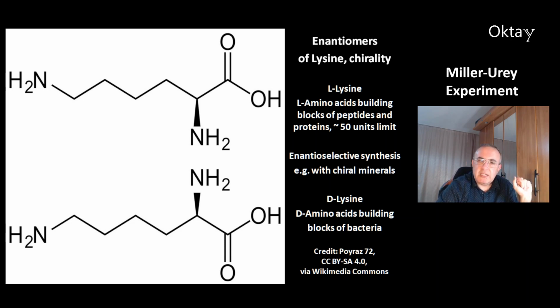There's another way to make an enantioselective synthesis, and that's by using a chiral mineral. And you get only one of these two compounds. At the bottom, that's D-lysine. The amino acids are also very important because they are the building blocks of bacteria.